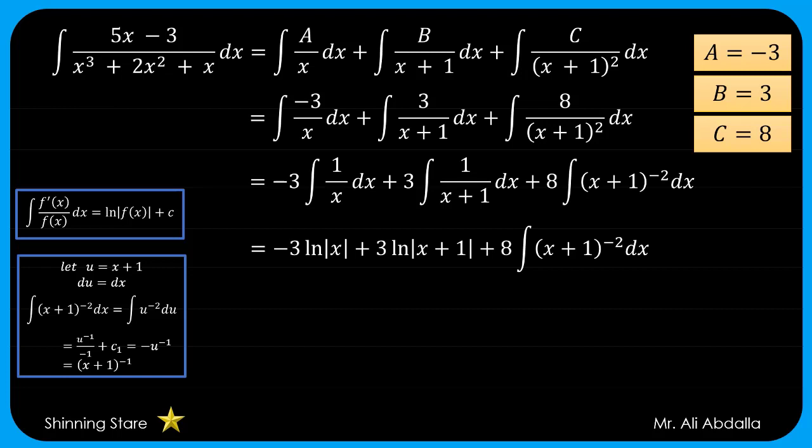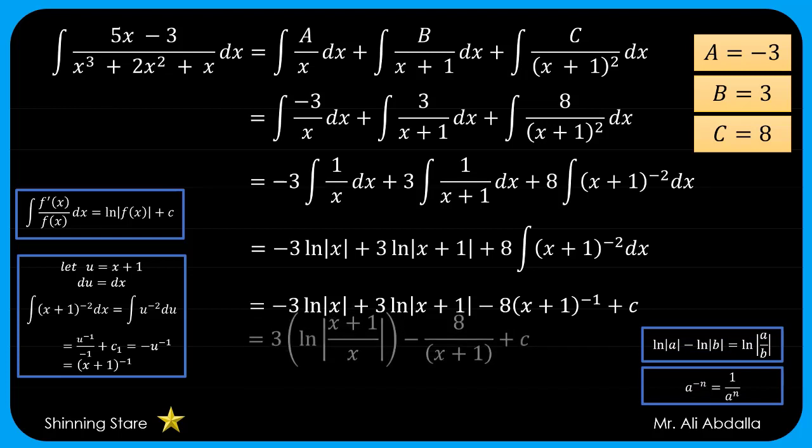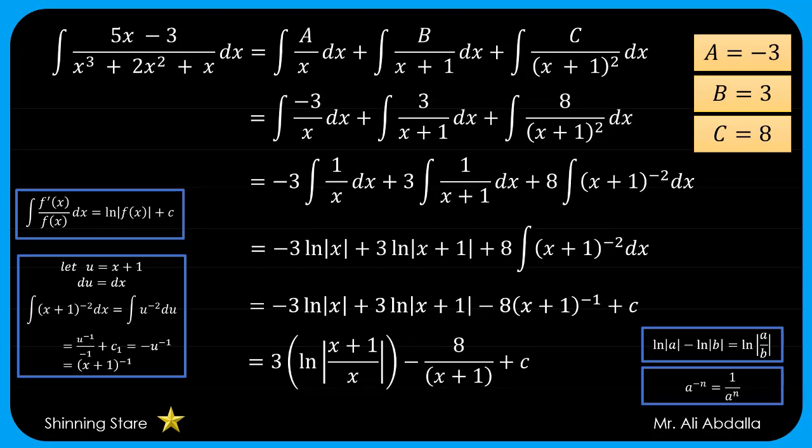Then we have our integration equal negative 3 ln |x| plus 3 ln |x plus 1| minus 8 (x plus 1) to power negative 1 plus C. If we need to simplify again, we can use this rule, ln a minus ln b equal ln a over b, and a to power negative n equal 1 over a to power n. Then we get our integration in this form.